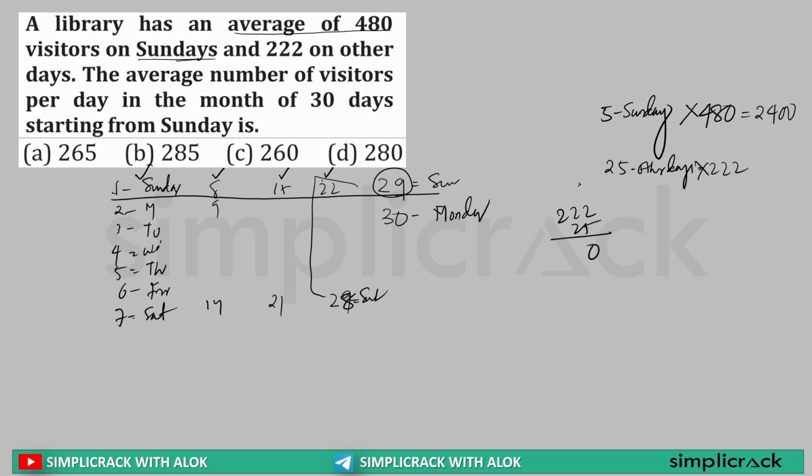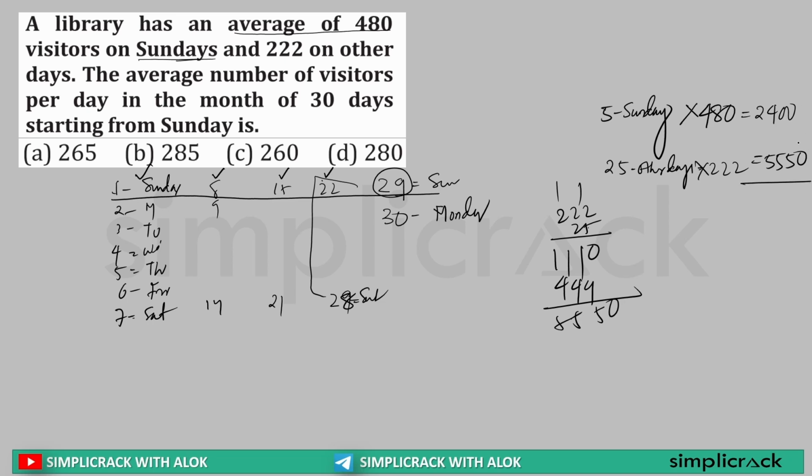Sir, 5 2s are 10, 1 there, 5 2s are 10 plus 1, 11. 1 there, 5 2s are 10, 11. Sir, 4, 4, 4. So this can be written as 5550. So the total number of visitors in the other 25 days is 5550.